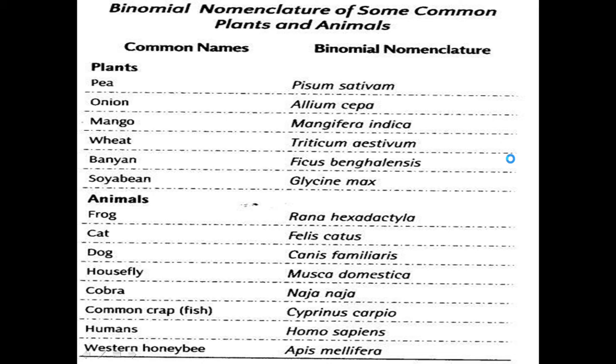Now, in this chart, you are seeing the scientific names of certain plants or animals also. So in plants, you are seeing the pea plant. Its name is Pisum sativum. Then onion, Allium cepa. Mango is Mangifera indica. Wheat is Triticum aestivum. Banyan is Ficus bengalensis. Soybean is Glycine max. In animals, you are finding over here that frog is Rana hexadactyla. Cat is Felis catus, like other examples also.